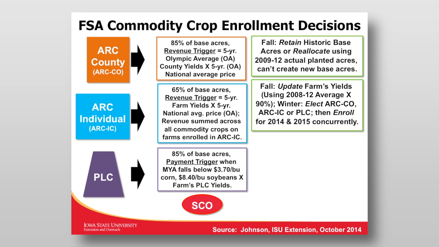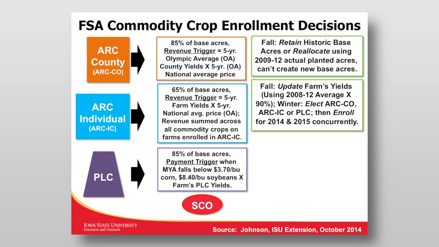When we look later in the fall, I think that's when a lot of the activity will focus on updating the farm's yields. Again, because the landowner is signing the update, in many cases, the producer will be providing the actual yields by commodity crop for each year. We'll use the years 2008 through 2012, and that simple average of those years times 90% will become this new PLC yield on the farm.